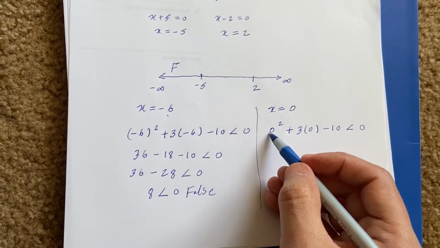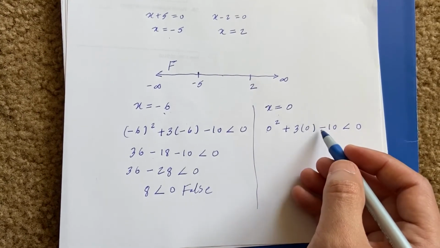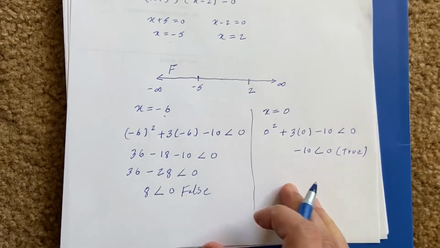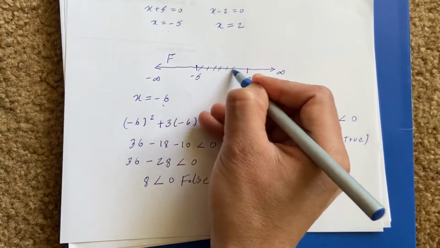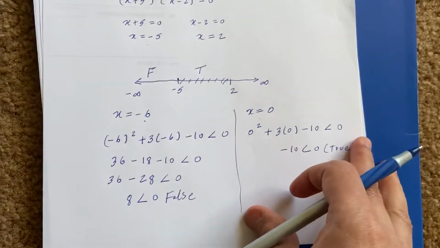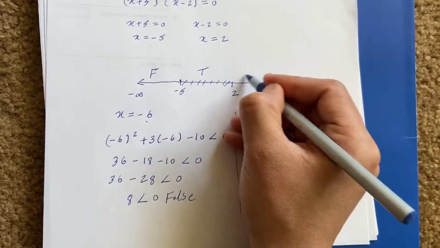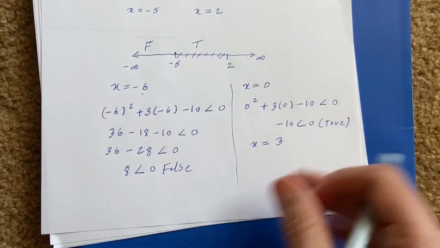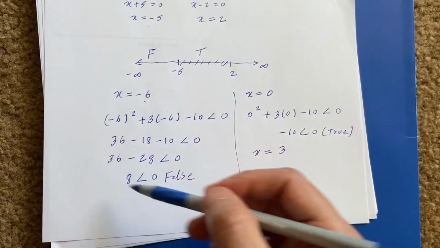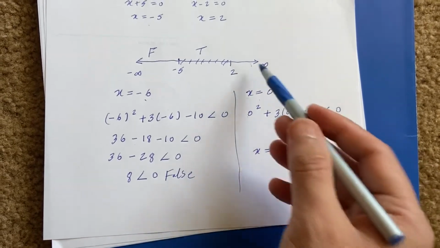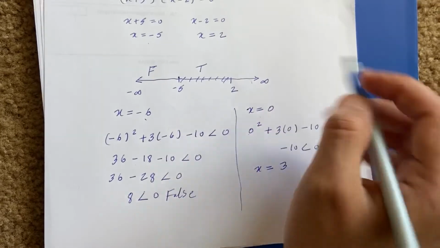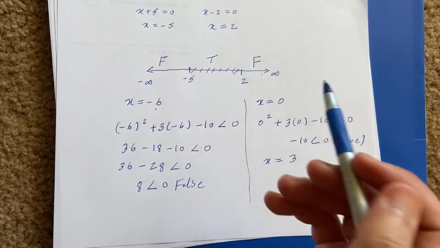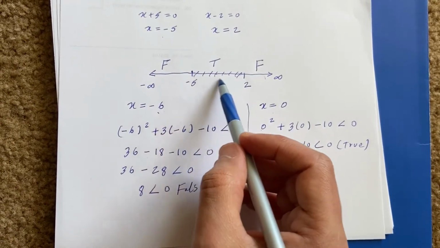So 0 squared is 0, and 3 times 0 is 0. So all we have is negative 10 is less than 0, which is true. So that means this region is true. Similarly, now check this region. Let's say x is 3 and follow the same process and see if you get true or false. I'll just give you the answer here: this region has to be false. So we got this region true.